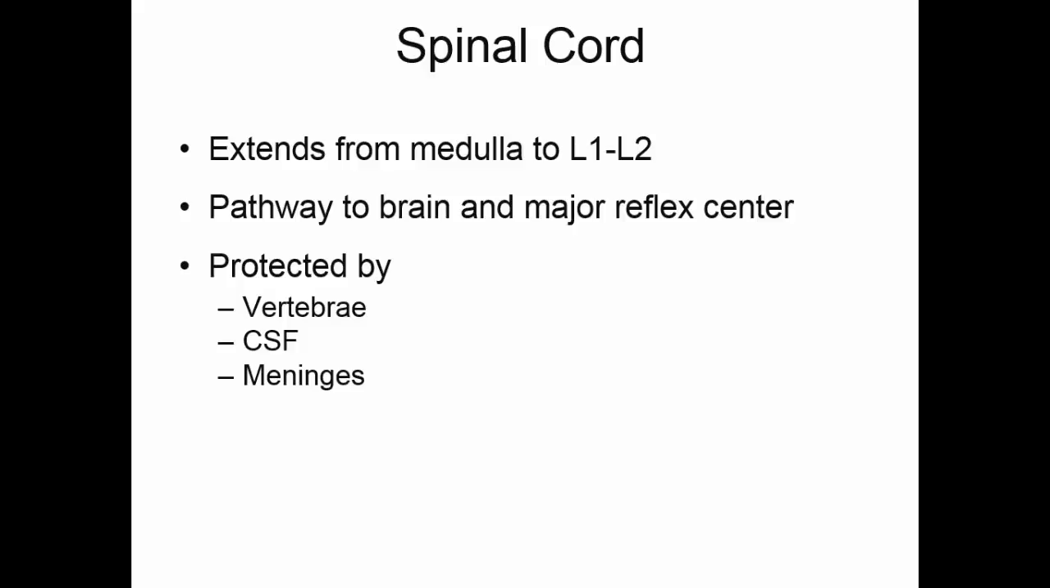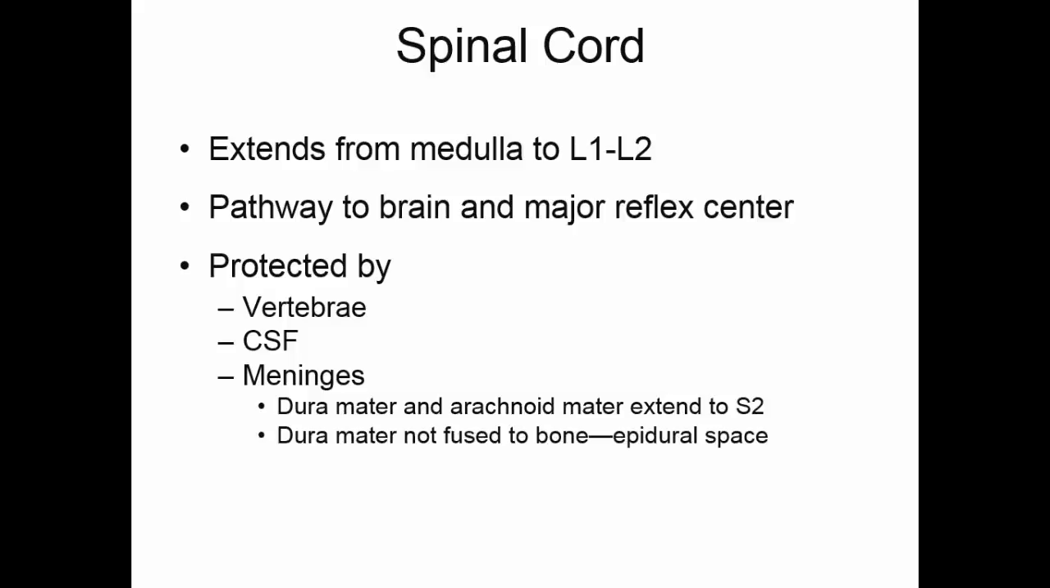But there are some exceptions. The dura mater and the arachnoid mater extend all the way down to S2. That is, they extend beyond the spinal cord. This means that there is cerebrospinal fluid that goes down to S2. The dura mater is not fused to the bone, so there is a space between the bone and the dura mater. This is known as the epidural space. It's filled with fat and veins.